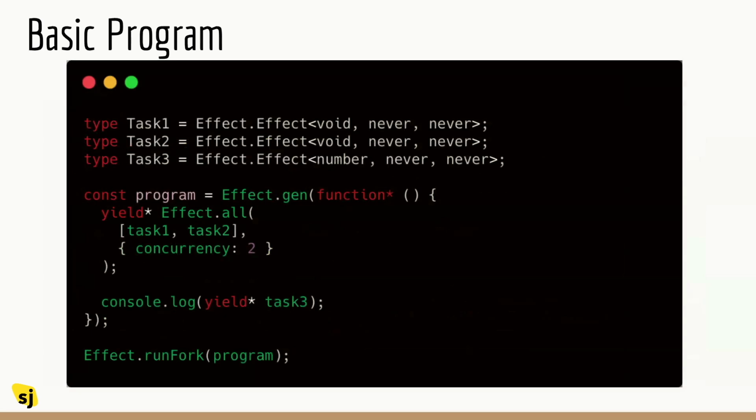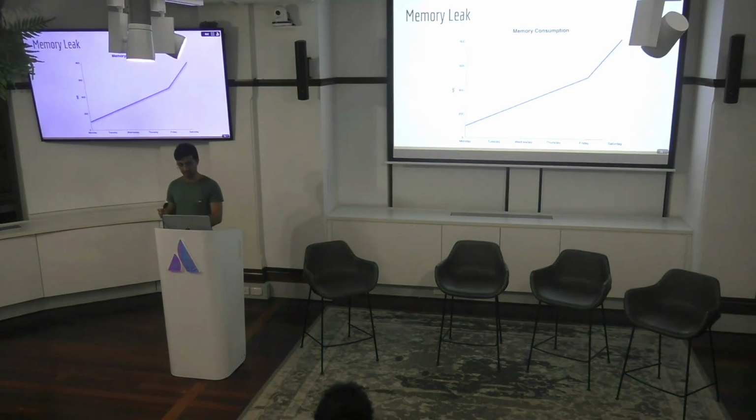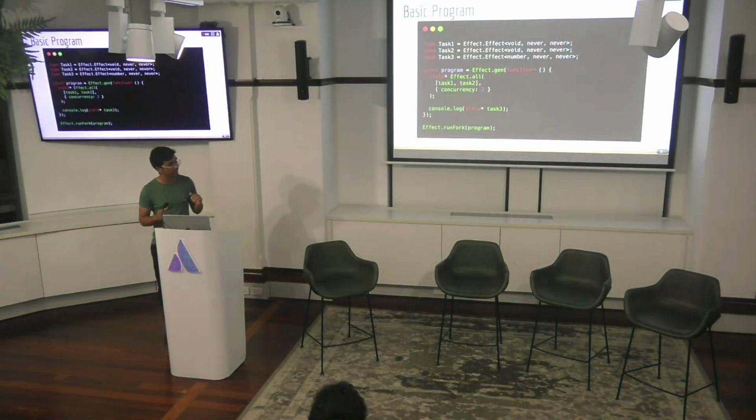Effect.gen function star would be async. Yield effect.all would be promise.all, and then yield would be await. So it's not really very different. So that's how the error tracking problem gets solved.